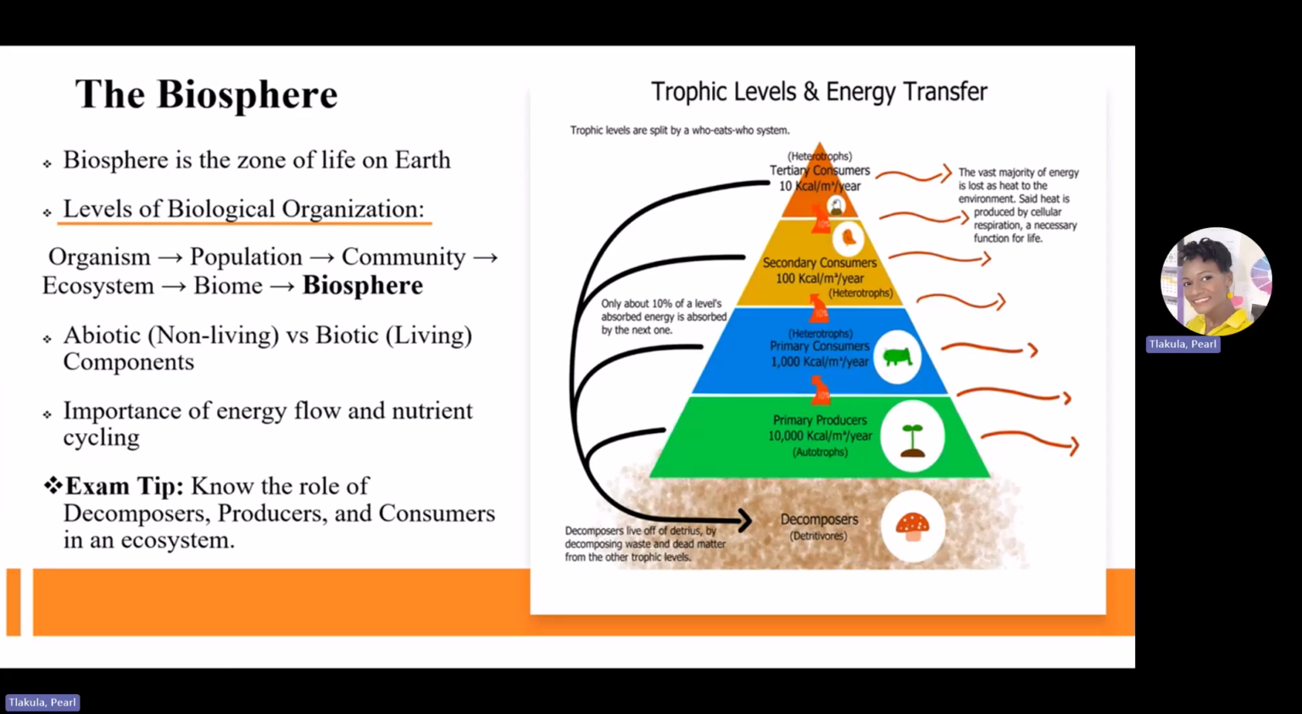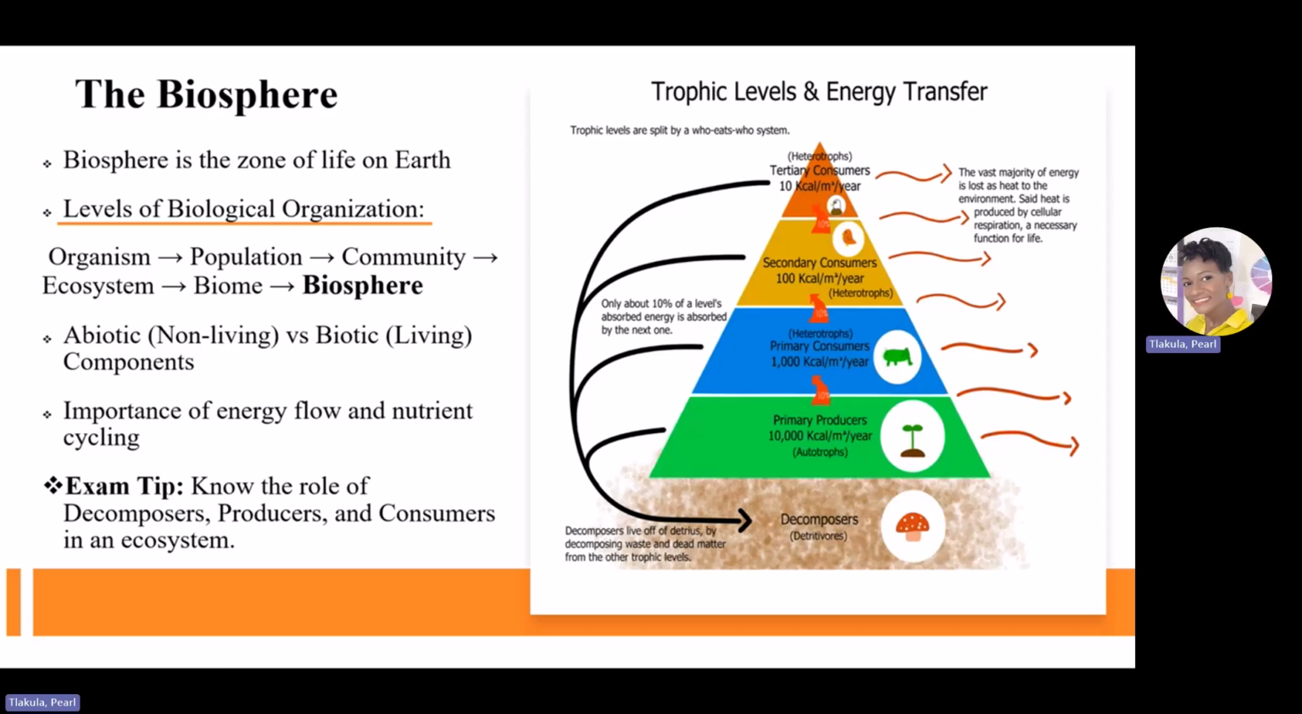Within the biosphere, you must have the abiotic and the biotic components. The abiotic are the non-living components such as sunlight, air or wind, water and soil. And the biotic components, we talk about animals and plants. So it is important in the energy flow and nutrient cycle.